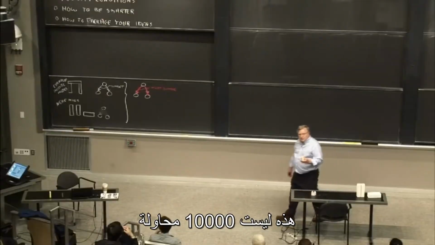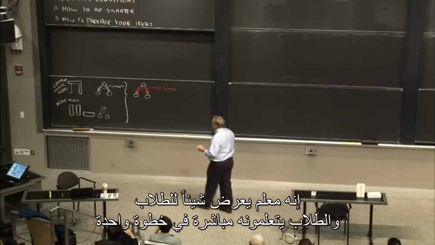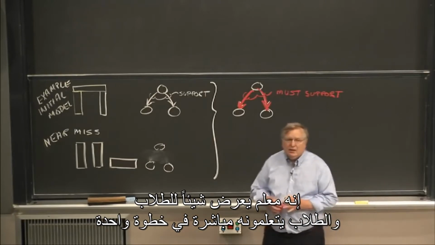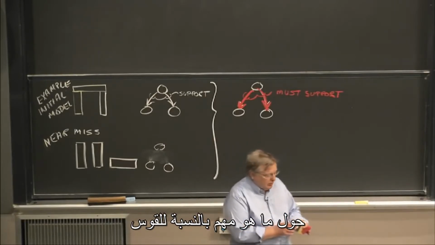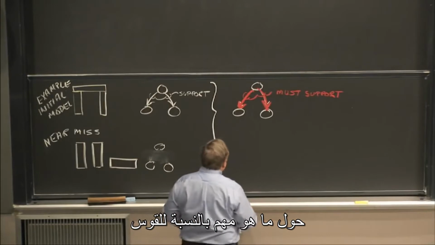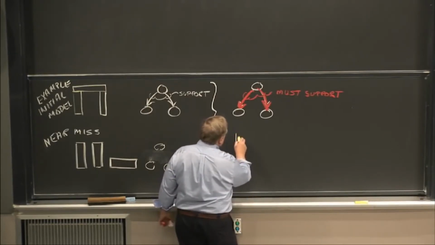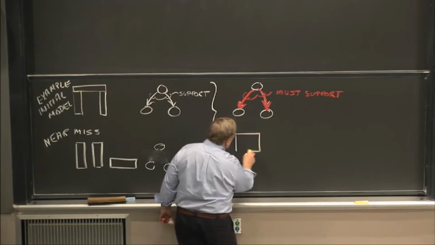All right? So we've learned something definite from a single example. This is not 10,000 trials. This is a teacher presenting something to the student and the student learning something immediately in one step about what's important in an arch. So let's do it again. That was so much fun. Let's do this one.